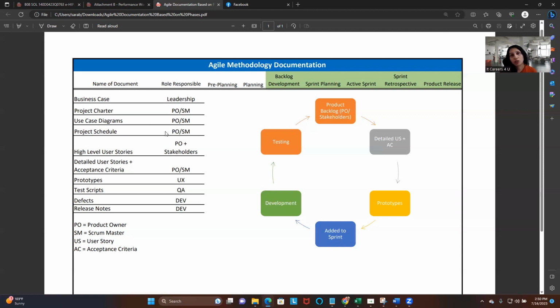And then we start to gather or document high-level user stories. High-level user stories can be done by a product owner or stakeholders. Detailed user stories and acceptance criteria generally are done by a product owner or a Scrum Master. Lots of you guys may have read in textbooks or other online materials that the user stories are the responsibility of a product owner to create. That necessarily is not true. All organizations work a little differently.